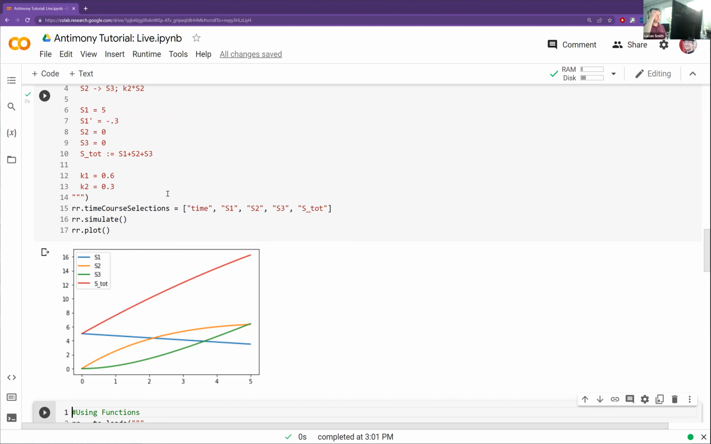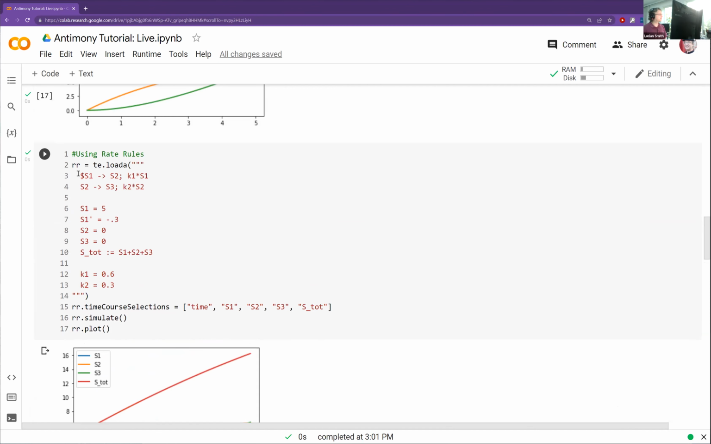So basically, S2 is being created. This says S2 is being created essentially ex nihilo. If you have nothing but fixed or boundary species on the left side, then that's the same. In fact, if I do that, exactly the same thing will happen.